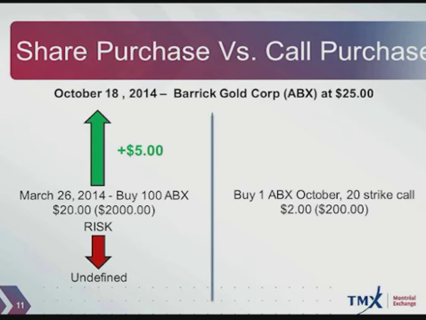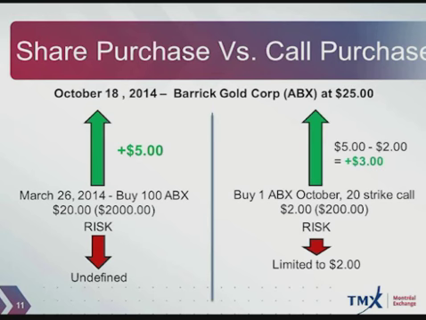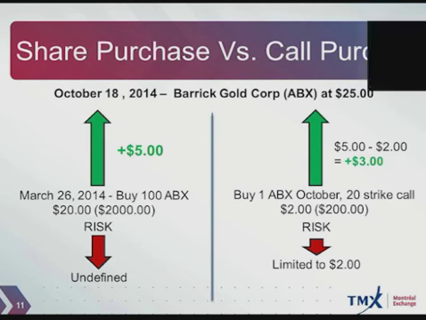So if we consider the same move to the downside, recognize we immediately know our risk is limited to $2, and so we can then take a look at the upside potential, and if the stock does the exact same thing within the time frame that we've allocated and it hits that $25, that $20 strike call is going to have an intrinsic value of $5.